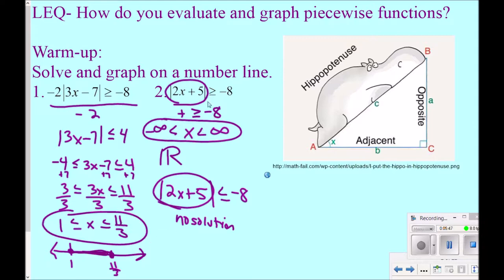These though, when the absolute value was by itself, then we were comparing to a negative, either greater or less. So that's when you have to think about it, and it's either going to be all reals or no solution. But any other time when it's just comparing an absolute value to a positive number, then you'll just go about solving as normal. Okay, so that takes care of the warm-up.